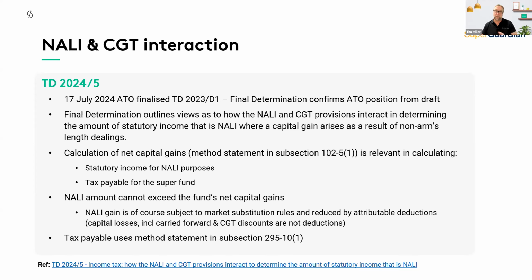because all the tax office have done in TD 24/5 is taken the CGT rules, right? Taken the NALI rules and applied them together. And this is the outcome that we get to. So it's not that the tax office have formed an opinion here, but it's a straight interpretation of the legislation.